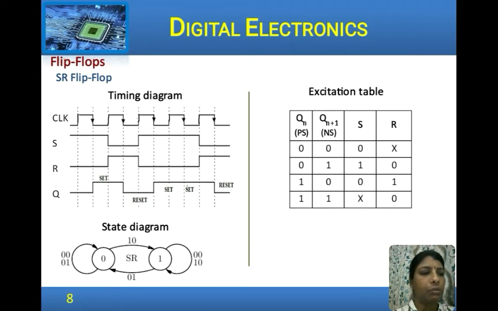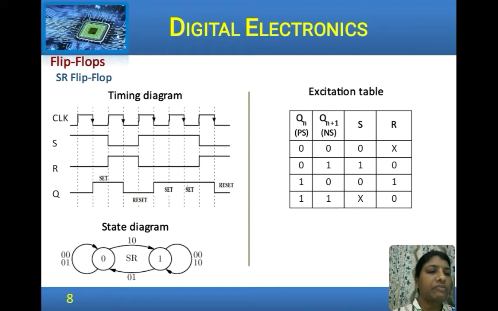Looking in the state diagram or from the truth table, we can look into this. If the present state is 0 and the flip-flop has to remain in the same state, the inputs can be either 0, 0 or 0, 1. That is, S should be 0, R can be either 0 or 1. So, that is why it is indicated S is 0 and R is a don't care, it can take a value of 0 or 1.